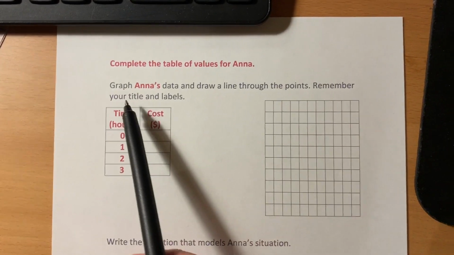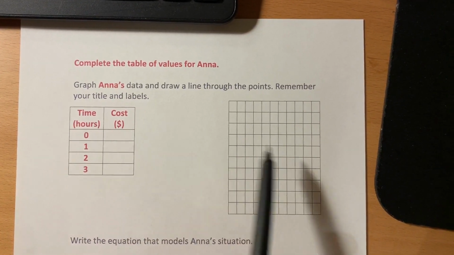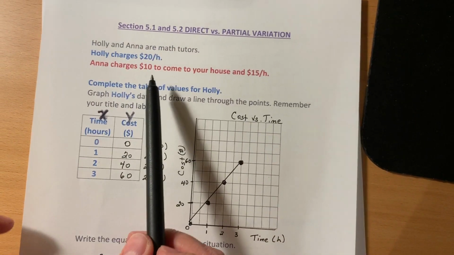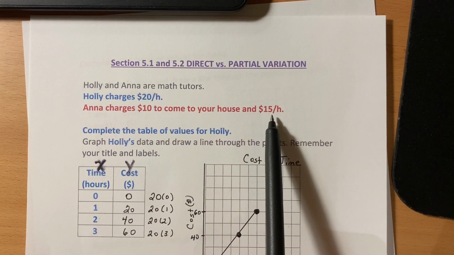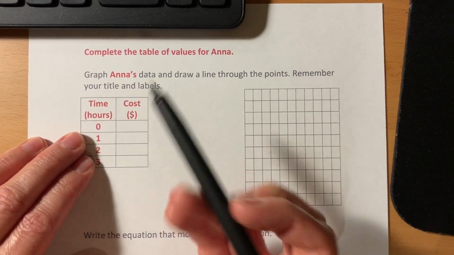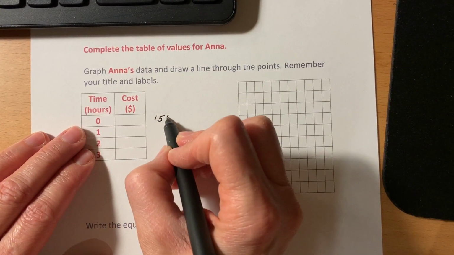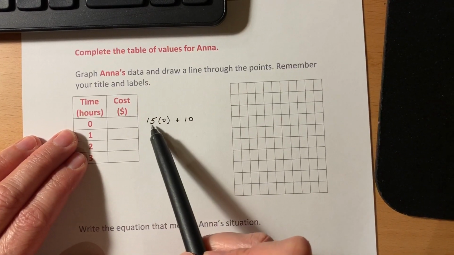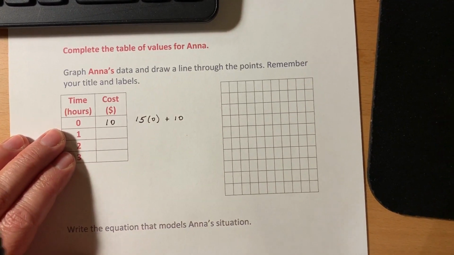Okay, now let's look at Anna. We're going to do the same thing: the table of values, then graph it, and then come up with an equation. So let's go back and read what Anna does. Anna's going to charge you $10 to come to the house, and then every hour it's 15. So you've scheduled Anna to come, but you weren't home, right? She charges $15 every hour, 0 hours, but she came to your house. How much money do you owe her? 15 times 0? 0 plus the $10. You still got to pay her the $10 for showing up.